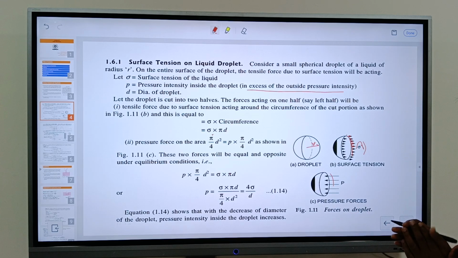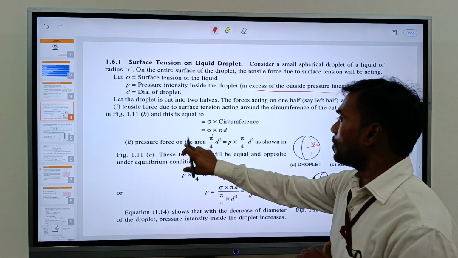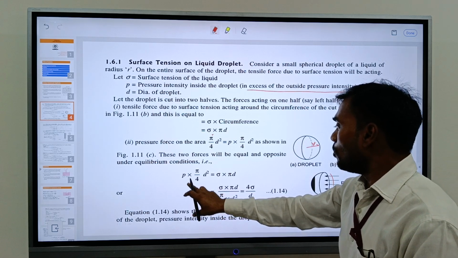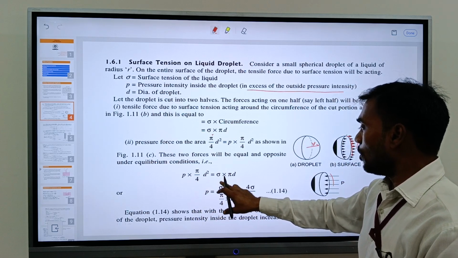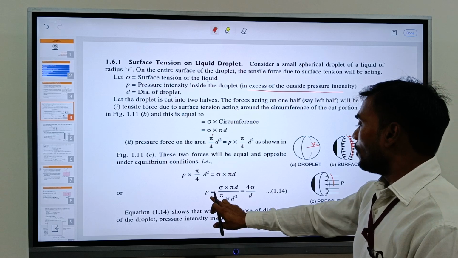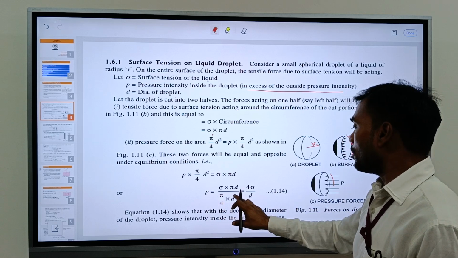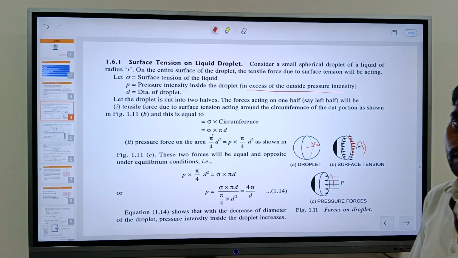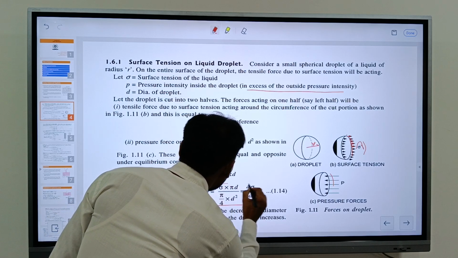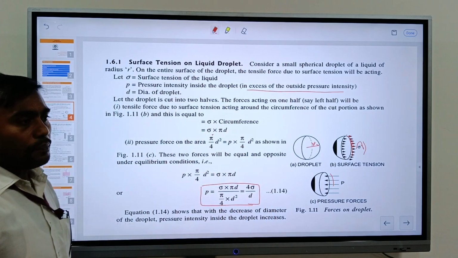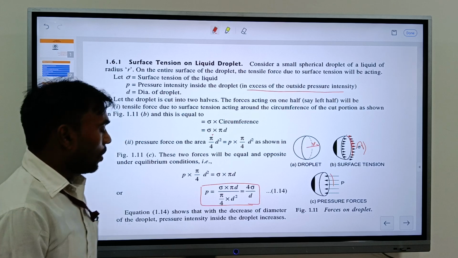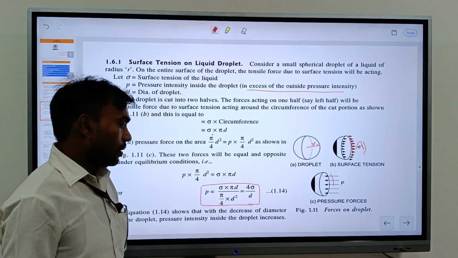Therefore, if we consider these two forces, that is the pressure force and the surface tension, the tensile force, then it will be equal: P into pi by 4 d square equals sigma into pi d. If we simplify it, then the final pressure intensity P will be equal to 4 sigma divided by d. So this is the final value of pressure intensity for a liquid droplet. Small p is equal to 4 sigma divided by d, where d is the diameter of the droplet.